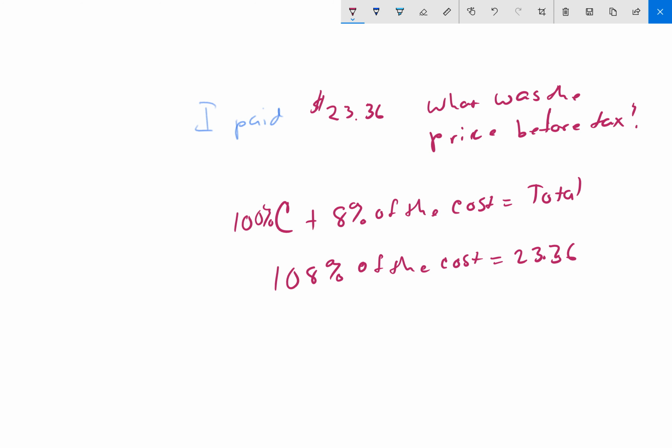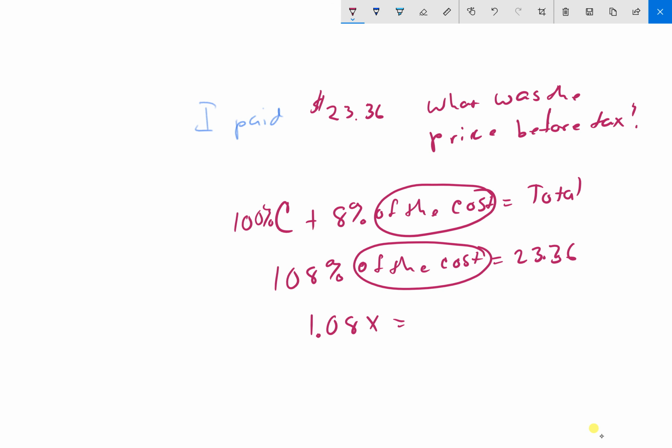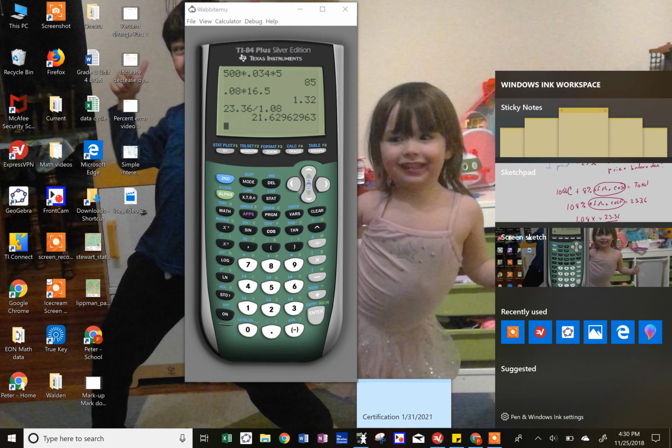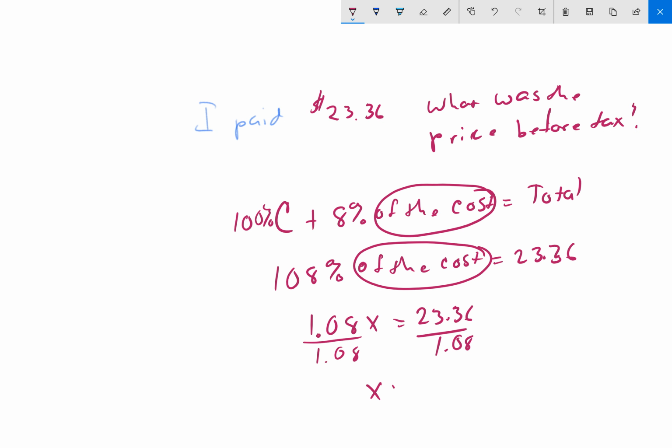Well, my cost is my unknown. That's what I don't know. So I'm going to call it X. And I'm going to say this is 1.08 X equals $23.36. I will divide by 1.08. And let's see what happens. 23.36 divided by 1.08. I get 21.63. I'm going to round. So X equals 21.63. And that is the actual cost before tax.